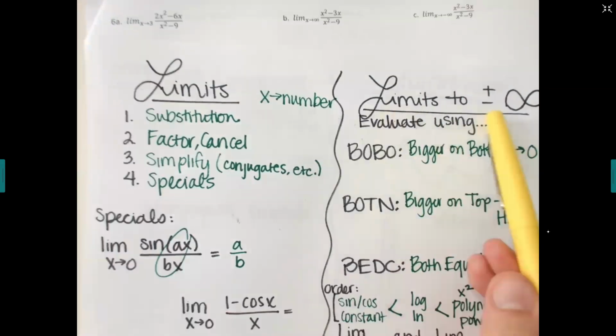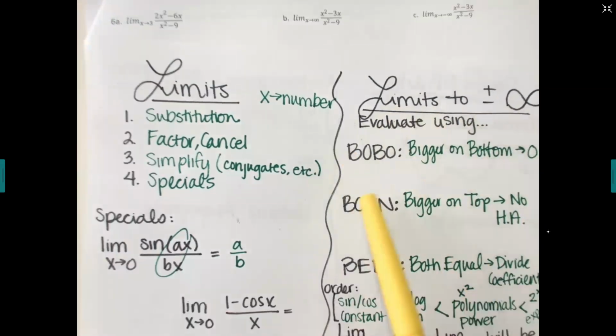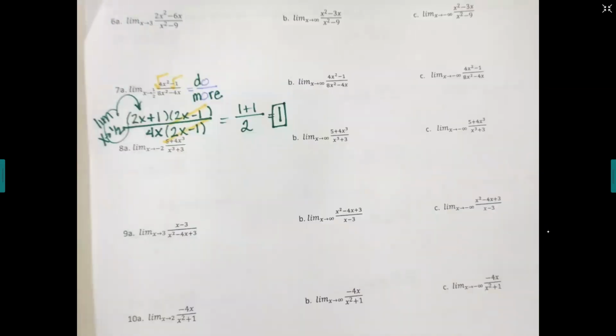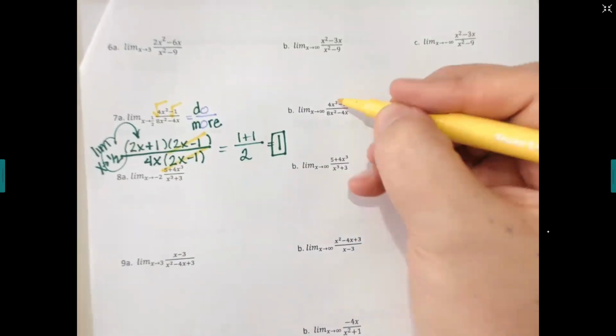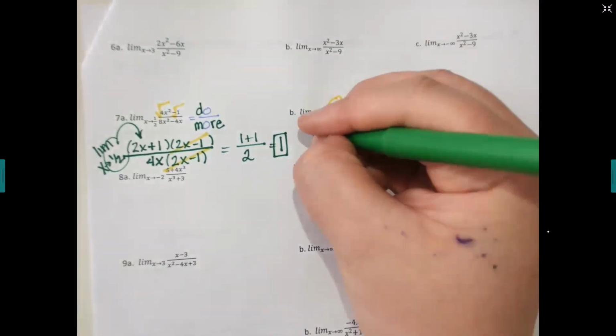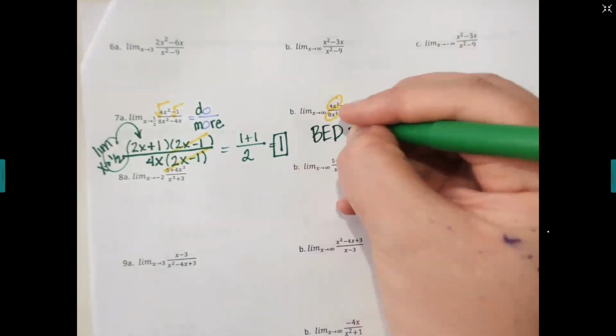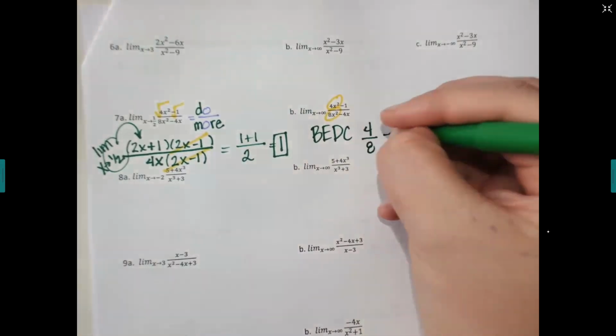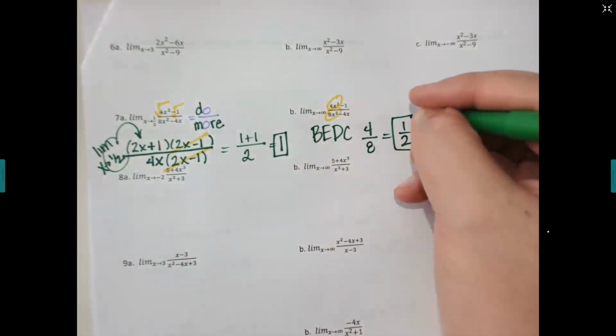Okay? Now notice that this is the same equation, but now what's my limit going to? Infinity. Now look back at your sheet. If your x is going to infinity, you're doing Bobo, Bot, and Betsy. So look at your question. I have a 4x squared on top and an 8x squared on bottom. Is that a Bobo, a Botan, or a Betsy? Betsy. What do I do with the numbers in the front? Divide them, which means I'm doing 4 divided by 8, which is going to be 1/2.